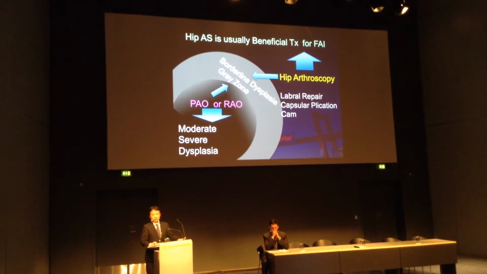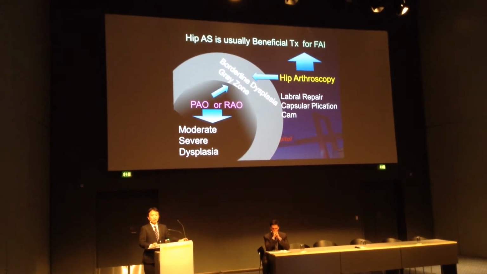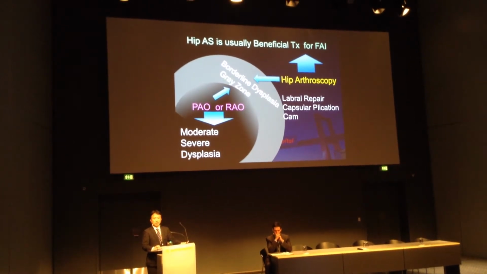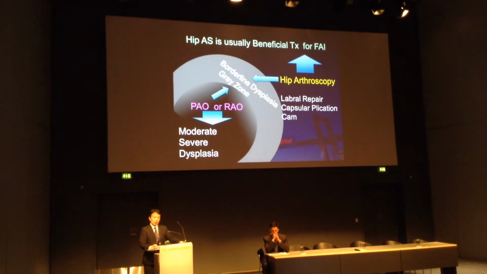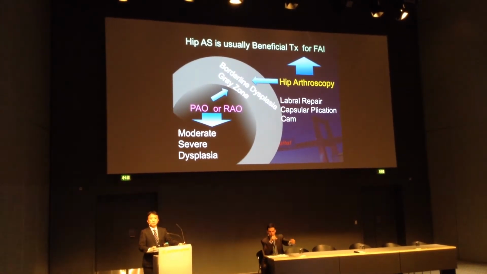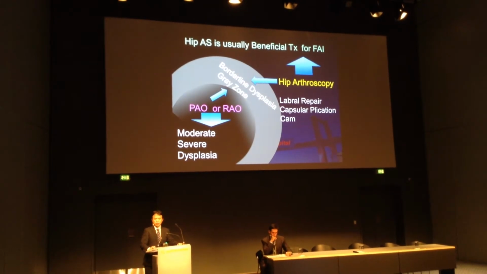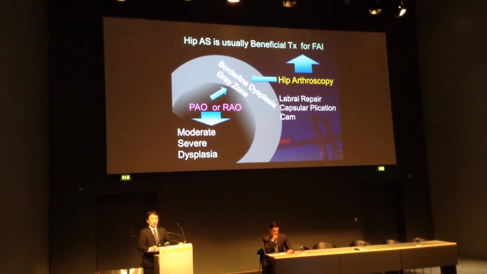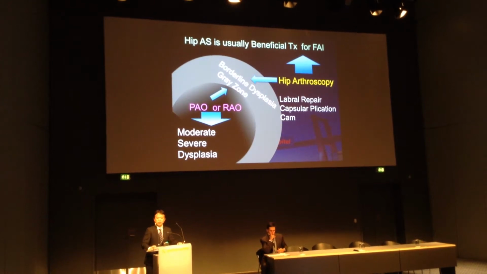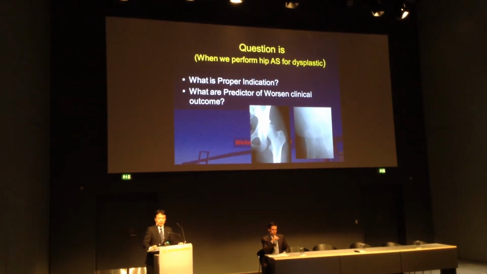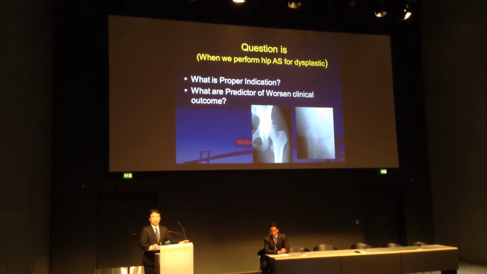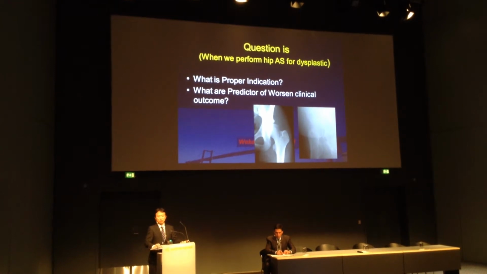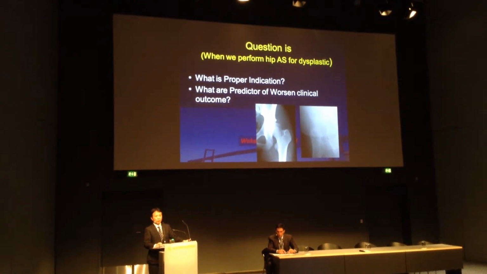But hip arthroscopy is usually a beneficial treatment for FAI. In contrast, for moderate and severe dysplasias, PAO and RAO is the indication for those patients. However, patients with borderline dysplasias fall into a gray zone between hip arthroscopy and PAO or conventional osteotomy surgery. The question is, when we perform hip arthroscopy for the dysplasias, what is the proper indication? What are predictors of worsened clinical outcome following hip arthroscopy?